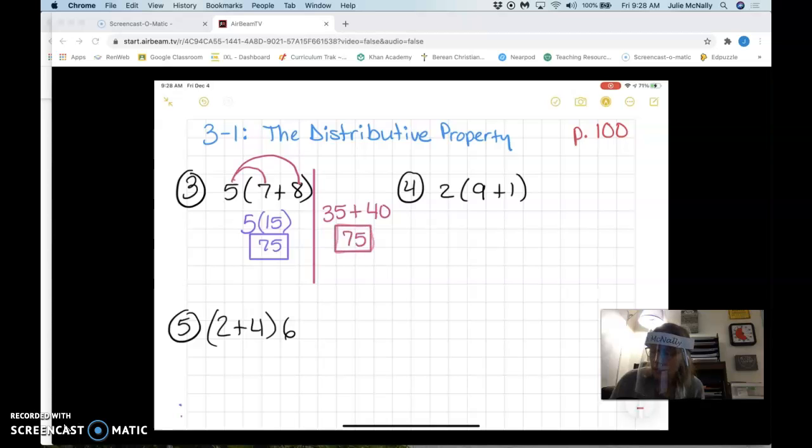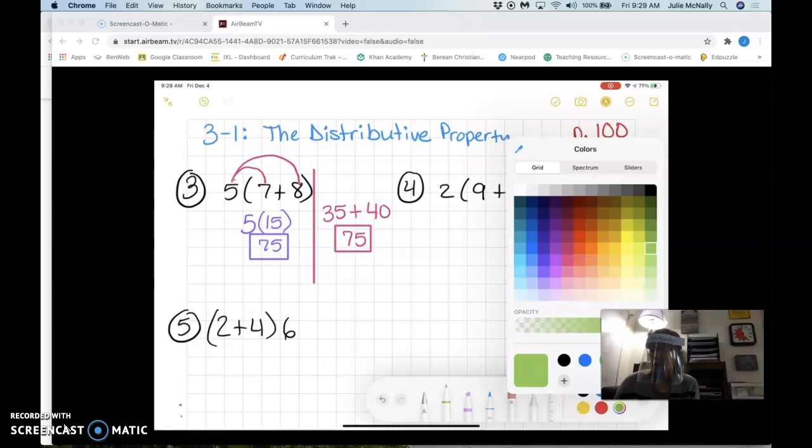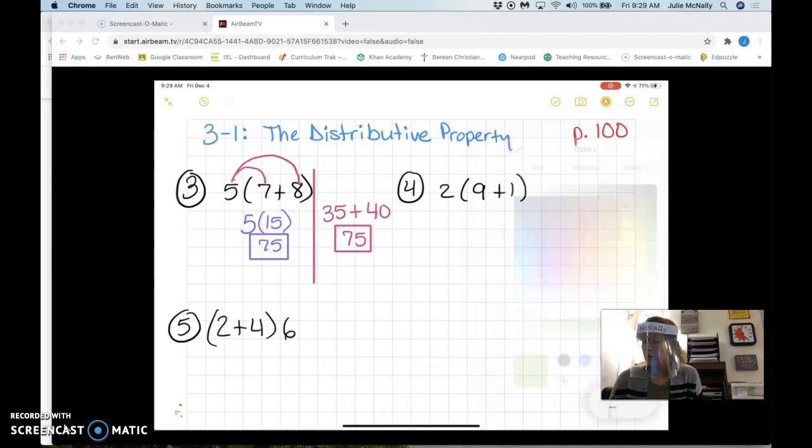Yes, we did. But that only works when you have all numbers. If we have a variable, then you just have to do the distributive property. Okay? Now, for the rest of our examples, we are just going to do the distributive property. I just wanted to show you that we'll get the same answer if we use order of operations.